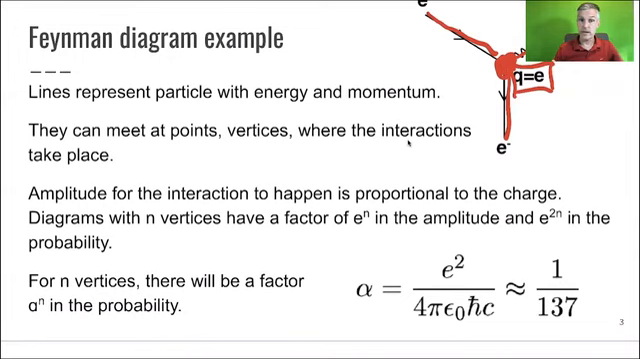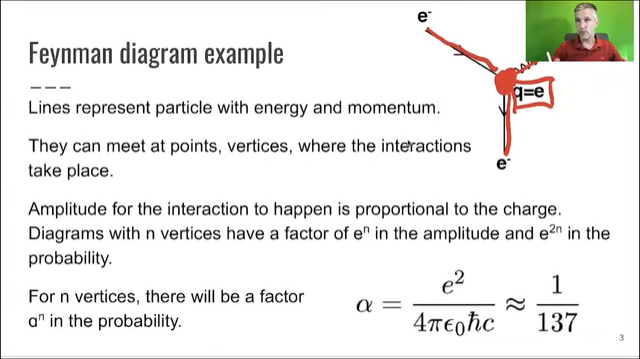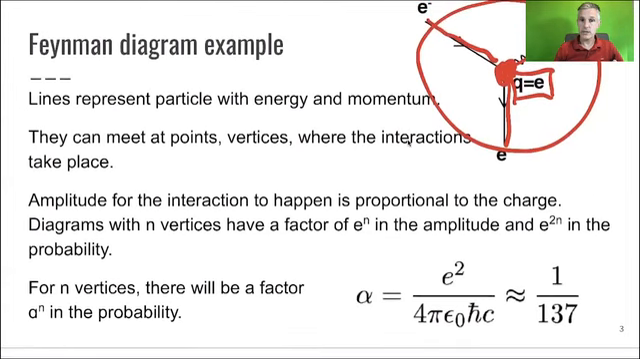Diagrams with n vertices, so n of those components here, get a factor e, the charge, to the nth power in the amplitude. If you want to calculate a probability, you have to square the amplitude, so you get a factor of e to the 2n. Again, don't get confused, e is the charge here. So for n vertices, there will be a factor alpha to the nth power for the probability.